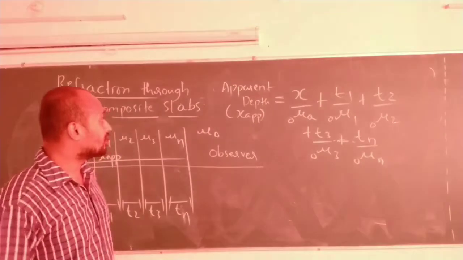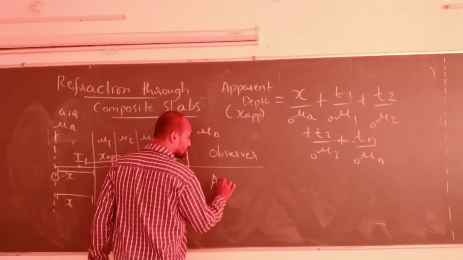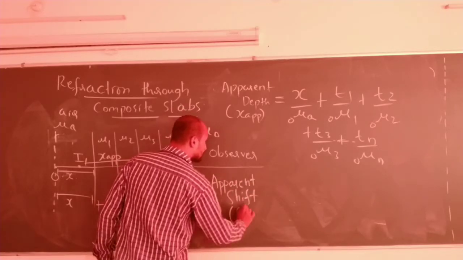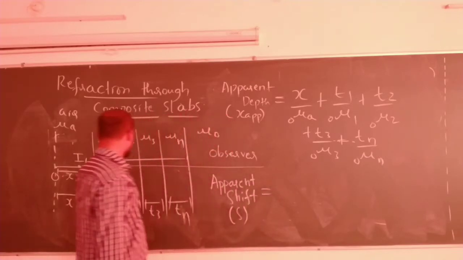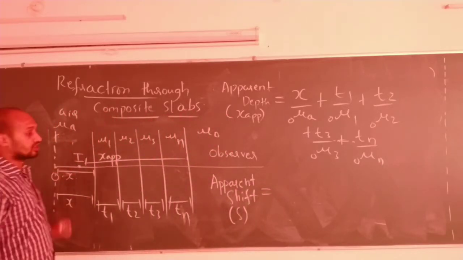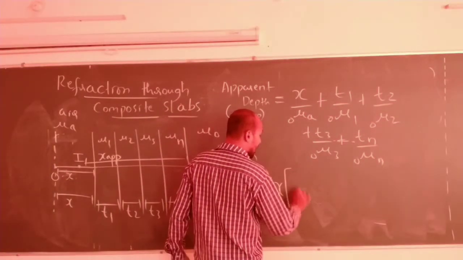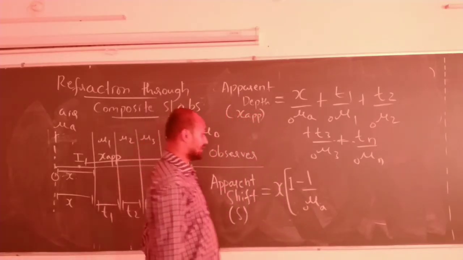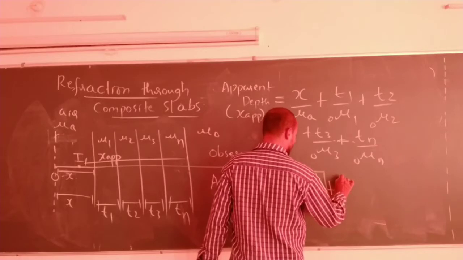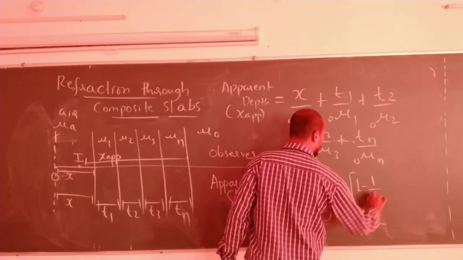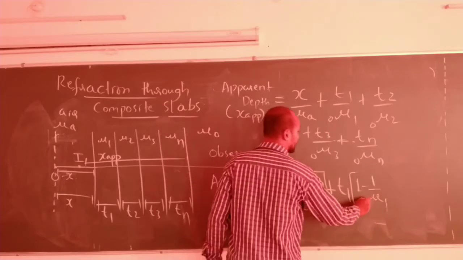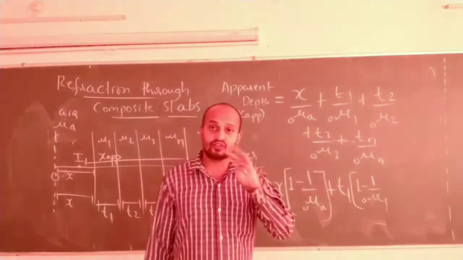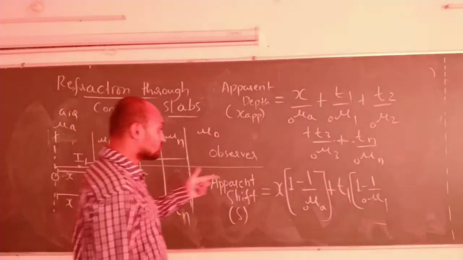Correct? Now, if you talk about shift, the apparent shift due to composite slab, it will be equal to how much? This will act like a first shift due to air, X into 1 minus 1 divided by refractive index of air with respect to observer medium, plus T1 into 1 minus 1 divided by refractive index of first medium with respect to observer medium. Usually observer medium and object medium will be same. If they are not same, this will be the case.